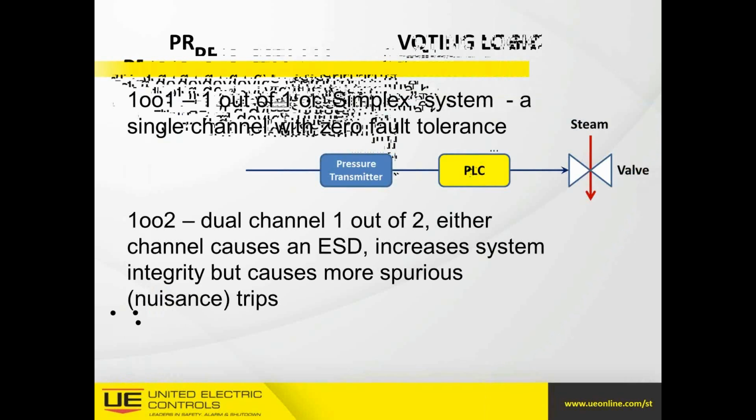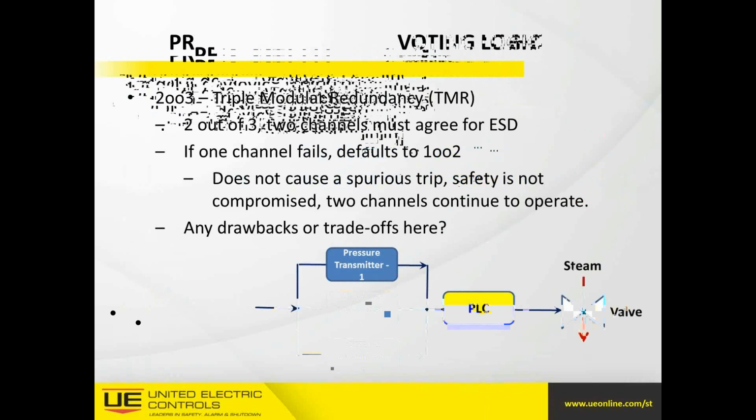Now, there's a lot of discussion that when we get into 1 out of 2 channels like this for an ESD, it increases the potential for nuisance or spurious trips, but it does also increase the integrity of the overall safety instrumented system. I'm not down without a potential protection to the safety instrumented system.